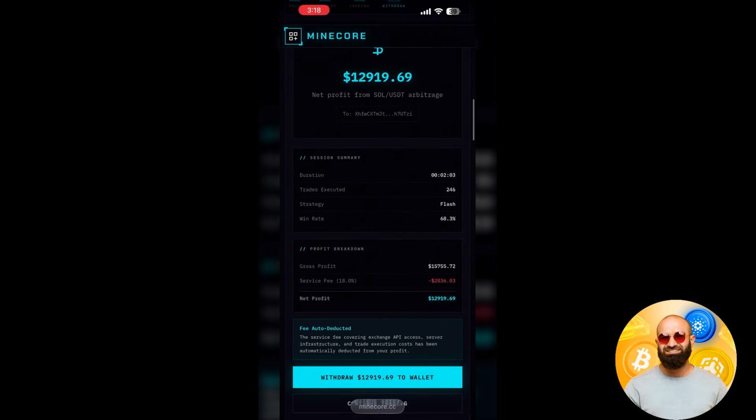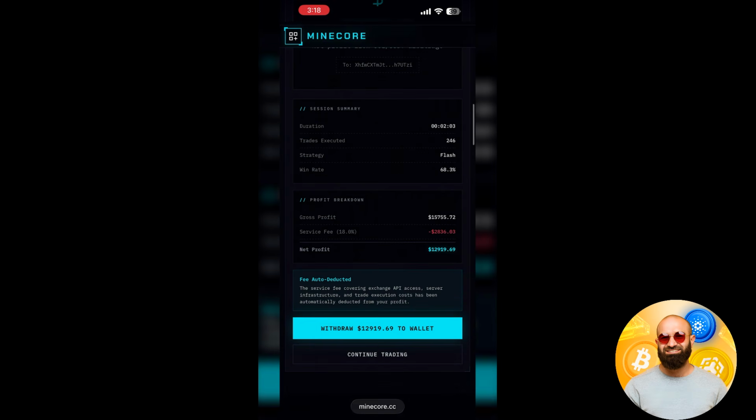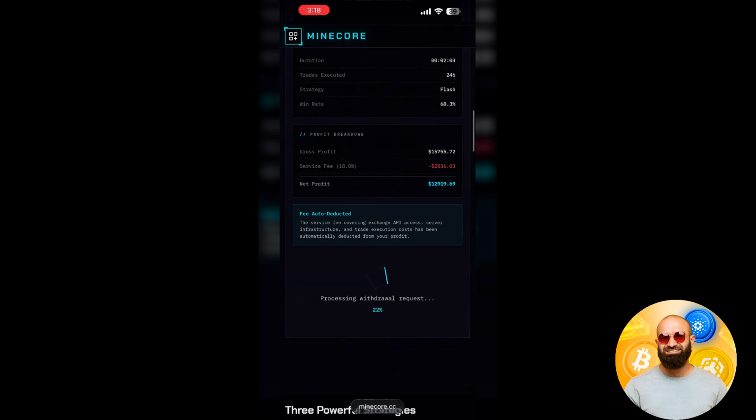Okay, so I've stopped the session, and this screen is the complete record: session duration, total steps that executed, which strategy was active throughout, win rate, and the final number with the platform commission already deducted from it. That final number is what the whole thing was building toward. Okay, tapping withdraw now, and just letting that process. A few minutes to settle.